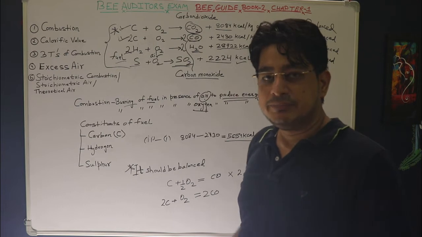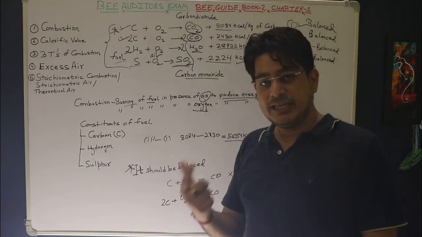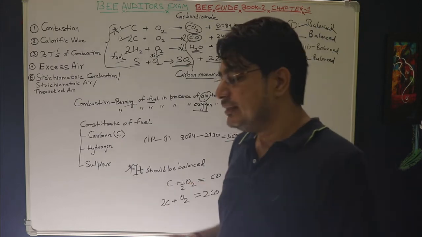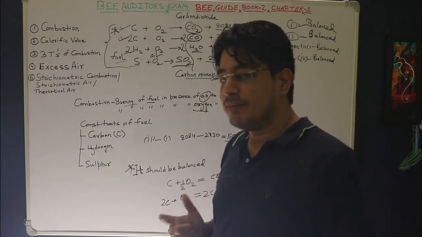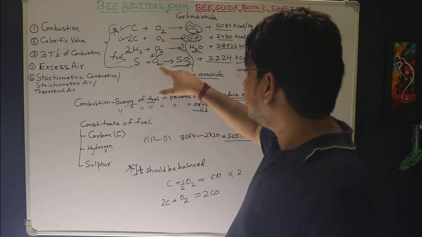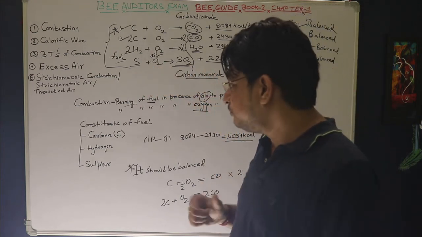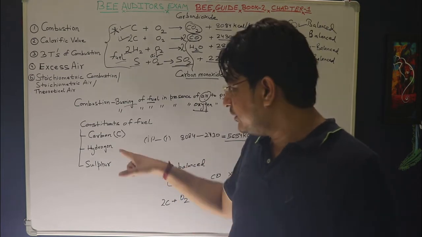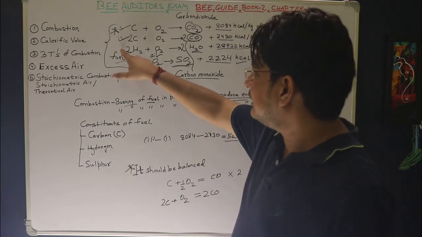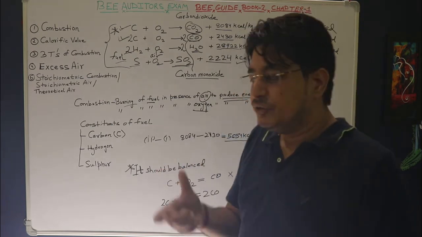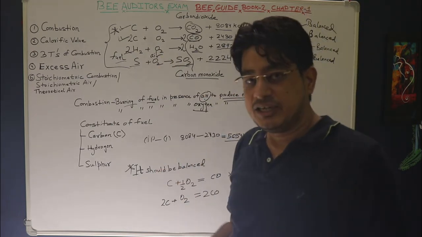Now do remember, these are the 4 combustion equations that take place. But suppose your fuel does not have sulfur in it. Then you do not require this equation, so this equation will not be considered. Suppose your fuel has no hydrogen, then you will not consider that equation. So as per the constituents of the fuel, you have to consider the combustion equations.